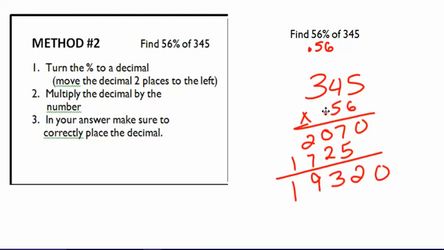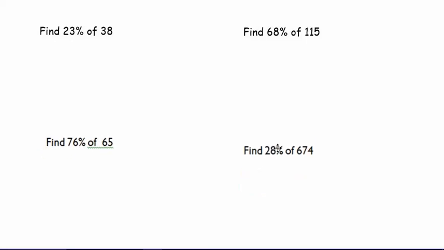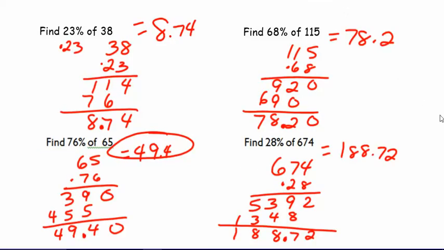All right, then I have 2 decimal places, so move it 2 places, 1, 2. So my answer is 193.2. Okay? All right. Okay, I've got 4 problems for you to do. Pause the video and come back when you have your answers. All right, so check your answers. Make sure your decimal is in the correct place.